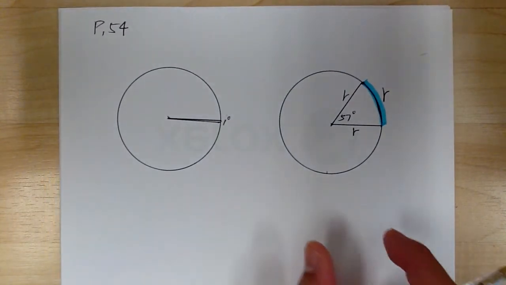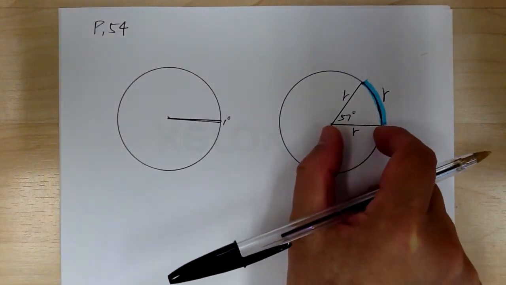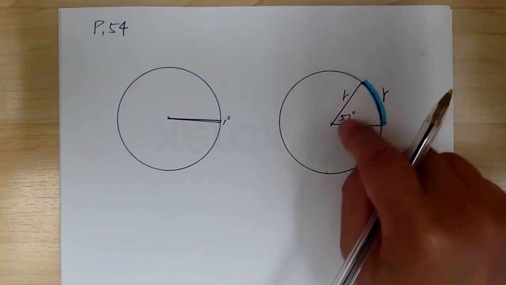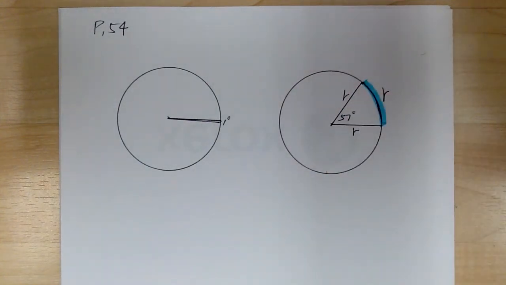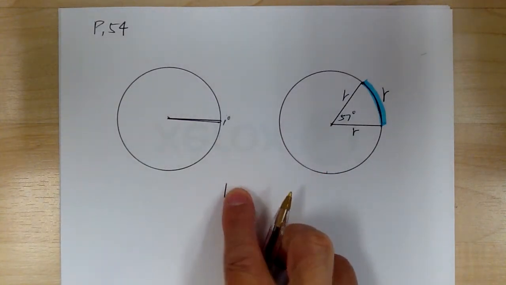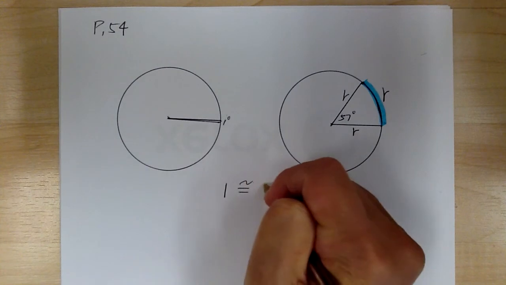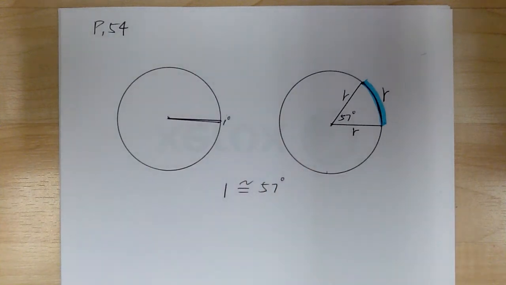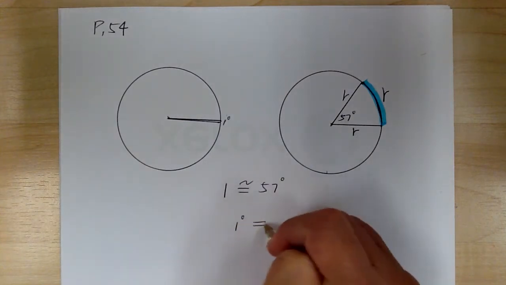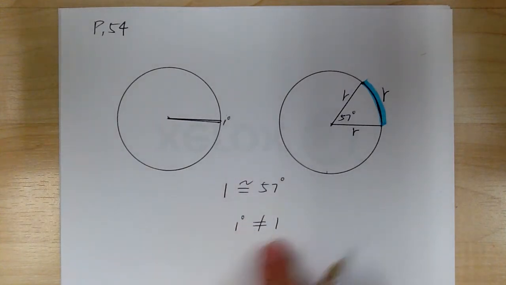So again, for a radian you get the length of the radius and you wrap it around the circle, and whatever the arc subtends, that is your angle. So you can see that 1 radian is about equal to 57 degrees. So you have to be careful how you write. In other words, 1 degree is not equal to 1 radian. They are not the same.